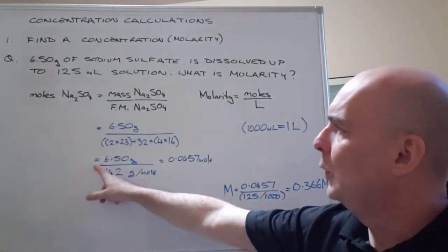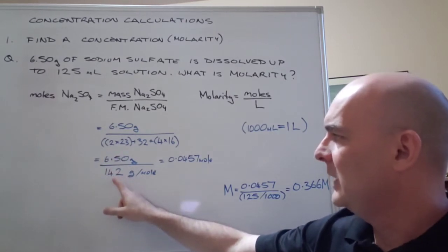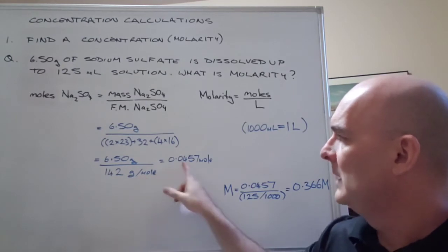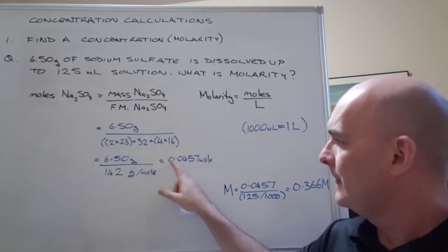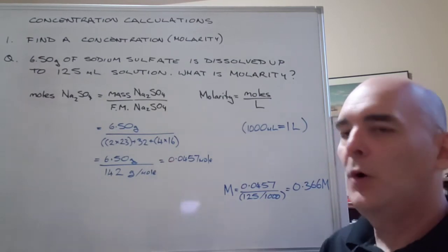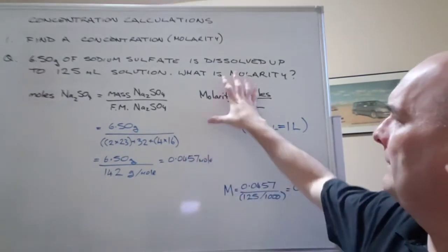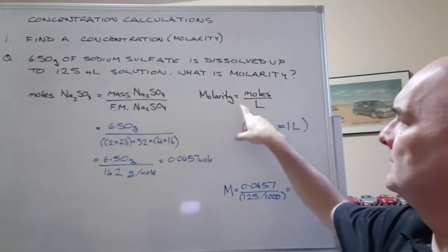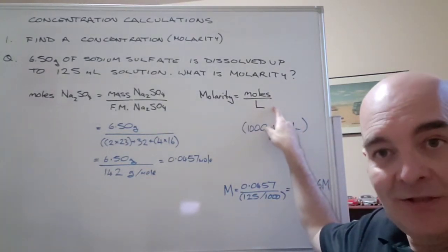So the number of moles of sodium sulfate is 6.50 divided by 142 grams per mole. The grams cancel, the per mole travels to the top, 0.045 moles. So I have a mole amount. I can now put my mole amount in my molarity equation. Molarity is moles per litre, specifically litres.